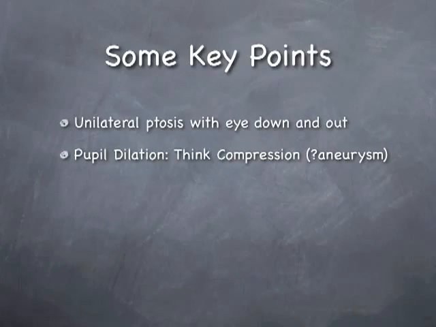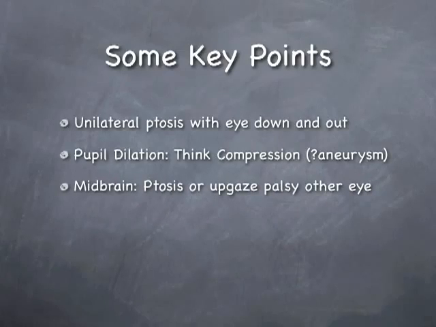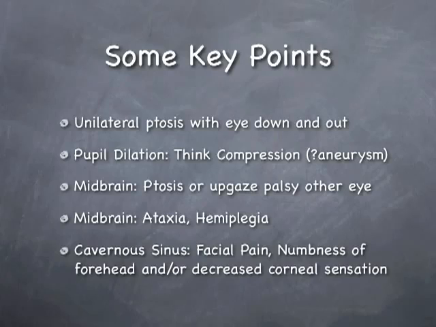Pupil dilation suggests compression, possibly by berry aneurysm. A contralateral ptosis or upgaze palsy suggests a dorsal midbrain lesion. An ipsilateral ataxia or contralateral hemiparesis suggests rostral midbrain lesion, which should be checked by asking the patient to stretch out their arms. Check for facial paresthesia, corneal sensation, and ask about burning facial pain or numbness to consider cavernous sinus lesions.